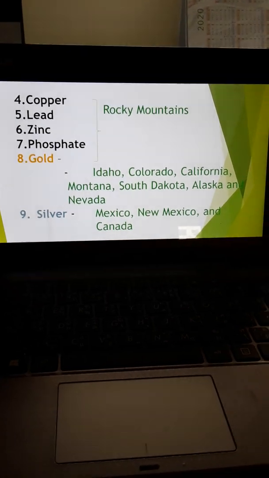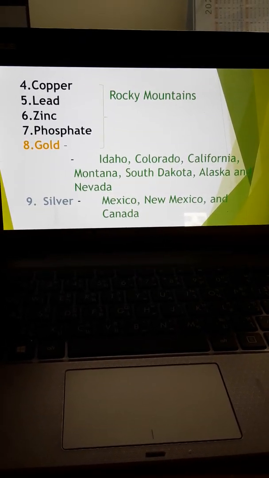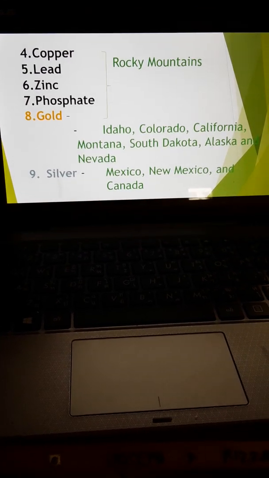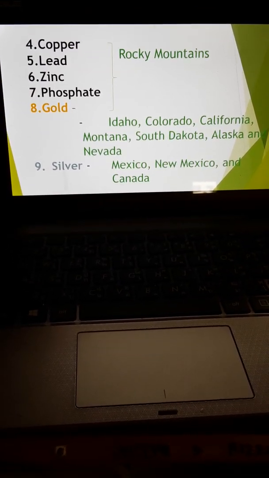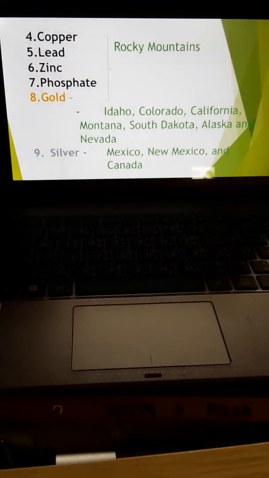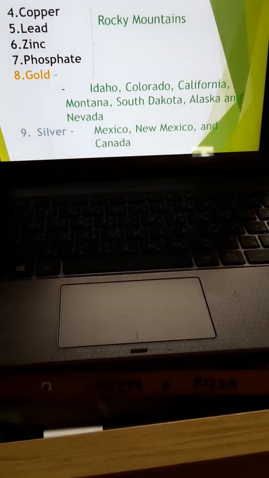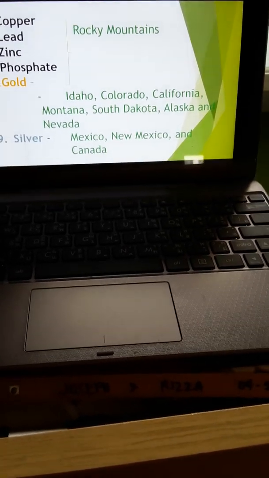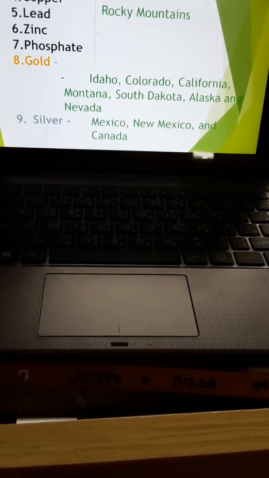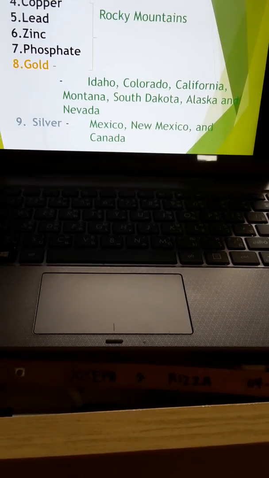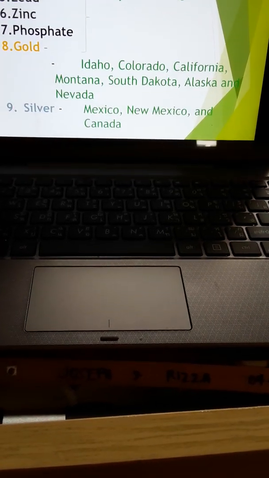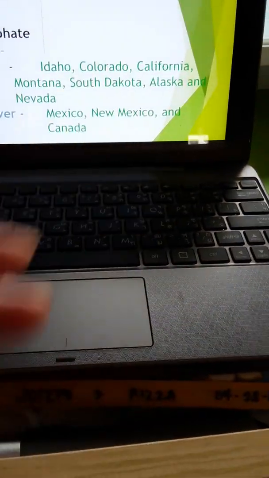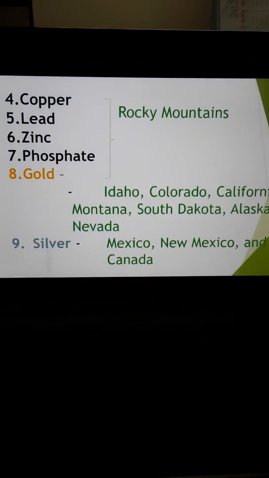Now, the Rocky Mountains are rich with mineral resources like copper, lead, zinc, phosphate, and even gold. They are also found in Idaho, Colorado, California, Montana, South Dakota, Alaska, and Nevada. Now, silver. They have silver also, and it is abundant specifically in Mexico, New Mexico, and in Canada.